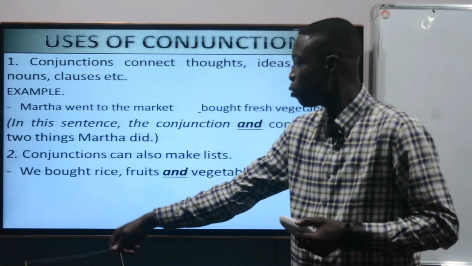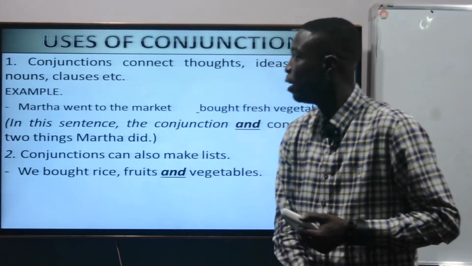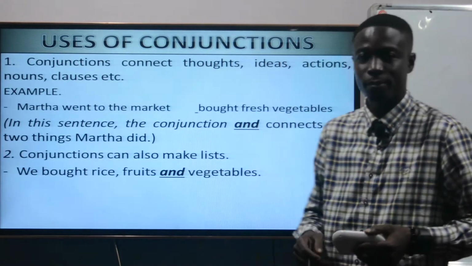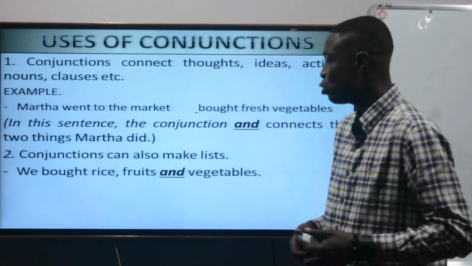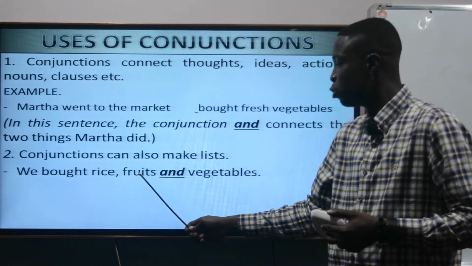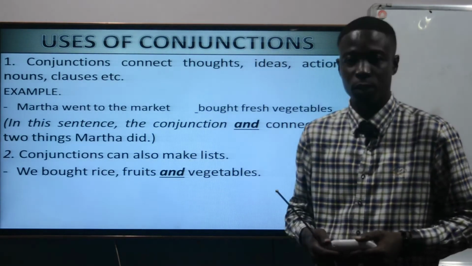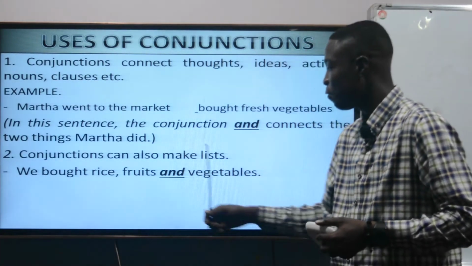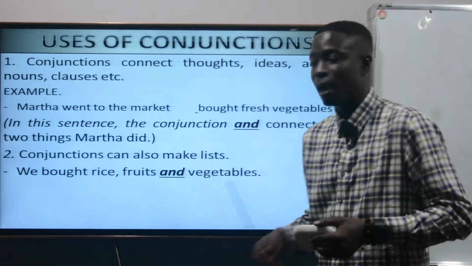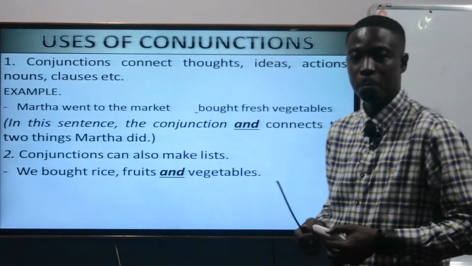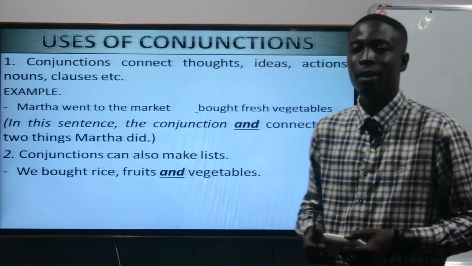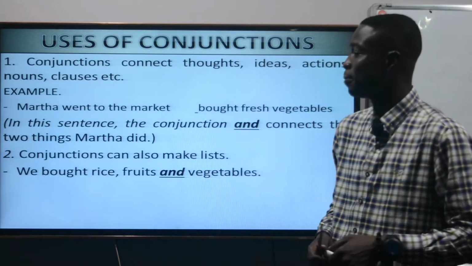The second use of a conjunction: conjunctions can also make lists. We use conjunctions to make lists. So we bought rice, fruits, and vegetables. As we are making the list of things we bought, we needed this conjunction to join them together, apart from using the comma. So we use conjunctions to make lists as well.